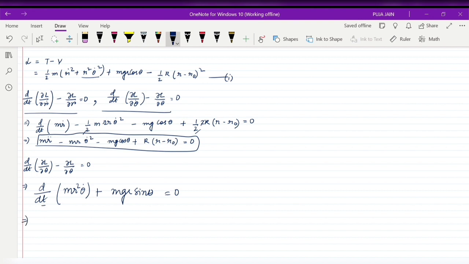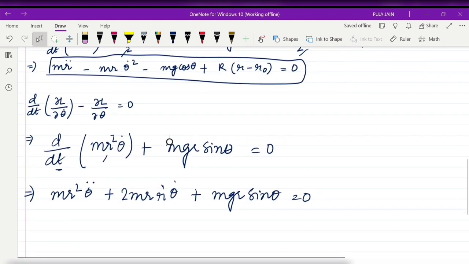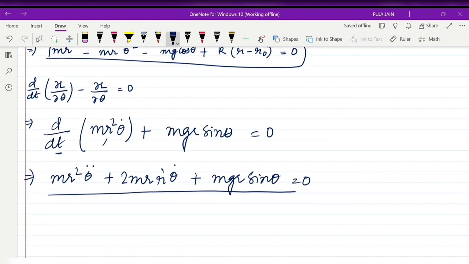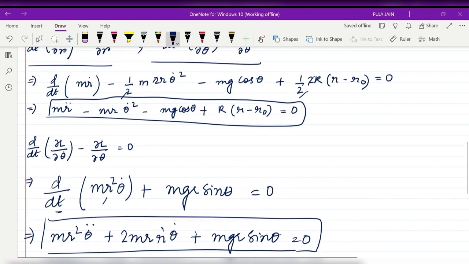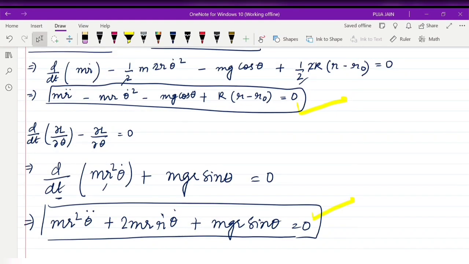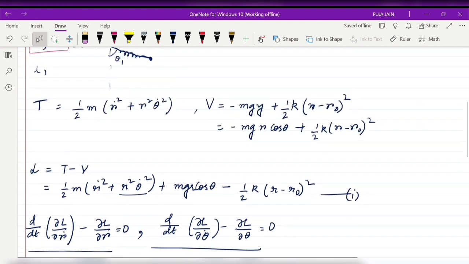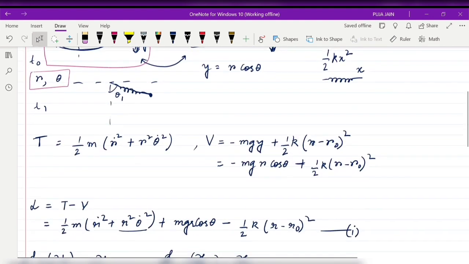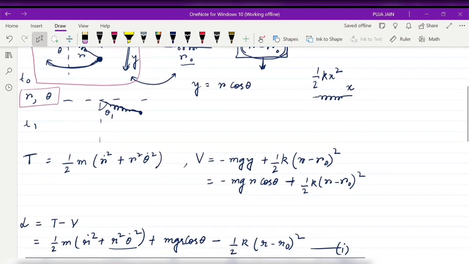Now, see, with respect to time, r is also changing and theta is also changing. So here we are going to get m r square theta double dot plus 2m r dot theta dot plus mgr sine theta equals 0. So this is our second equation of motion. These two are our answer: the first equation of motion and the second equation of motion. We are getting two equations of motion because there are two generalized coordinates. Okay, so I hope you understood this. The main thing is that you just need to find V and T, and then the rest is calculation.